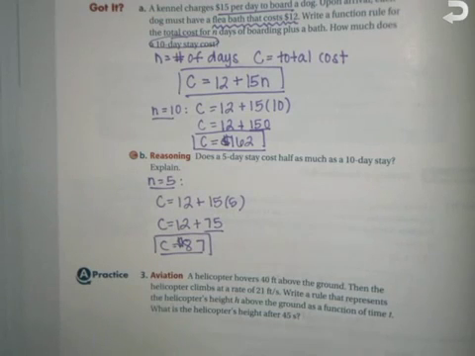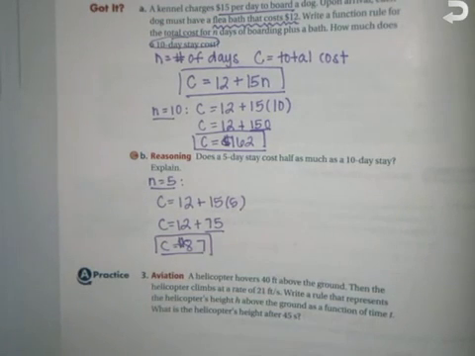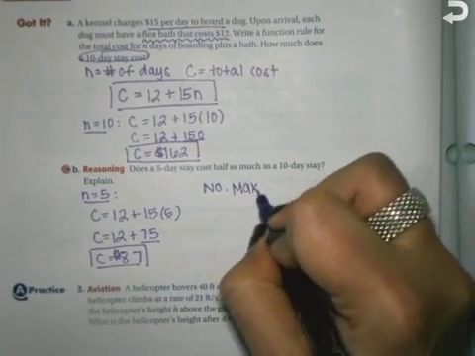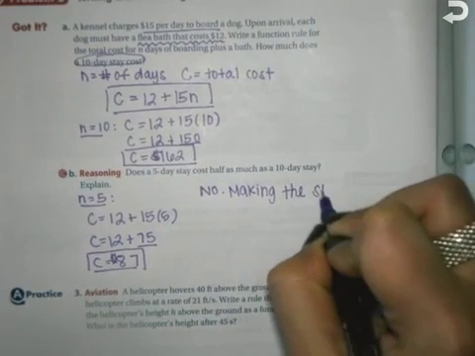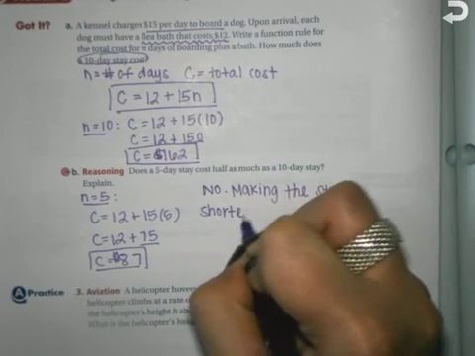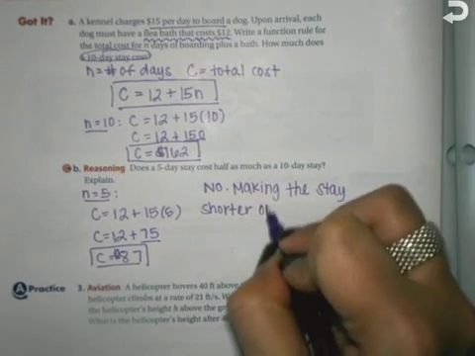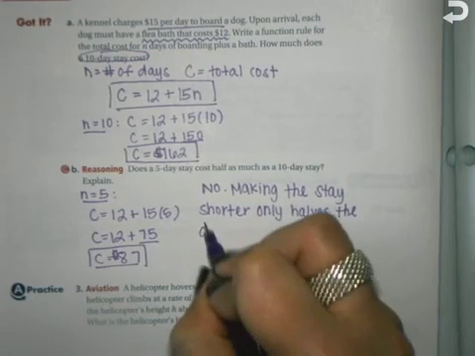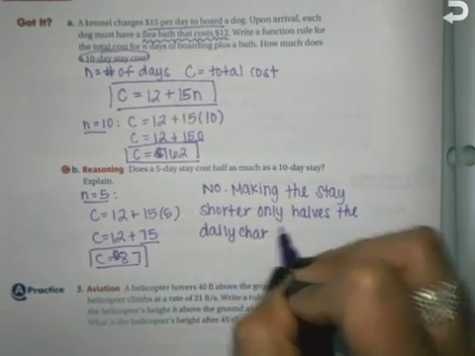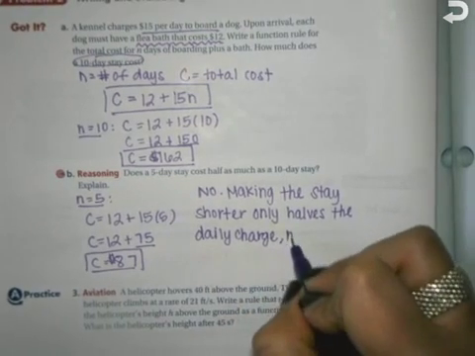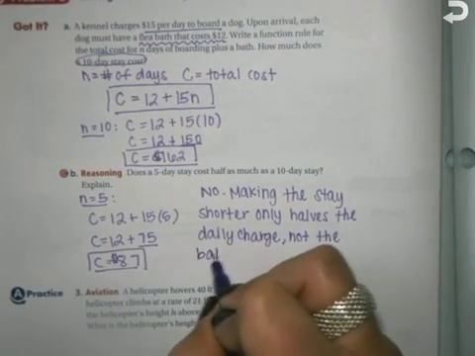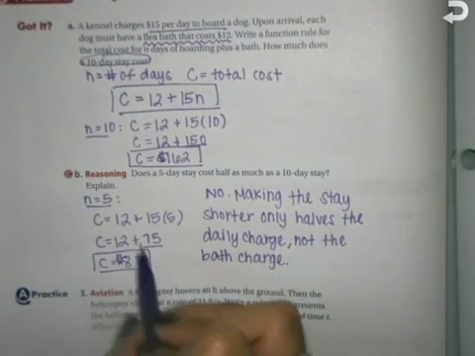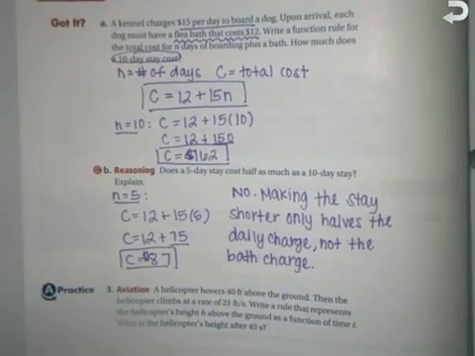Okay, so how do we want to start this? So first, no. Making the stay shorter. Only halved what? Yeah. Only halves the daily charge. But we also had to pay for the bath, right? So not the bath charge. Okay. So halving the number of days that you stay, half how much you pay for all the days, but you still have to include that $12 for the bath. Okay?